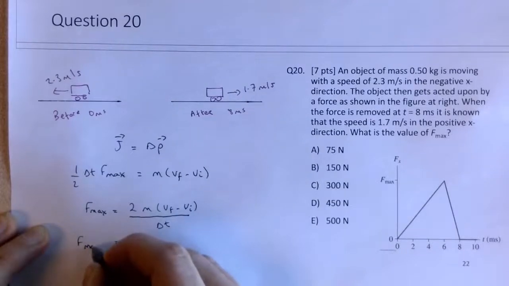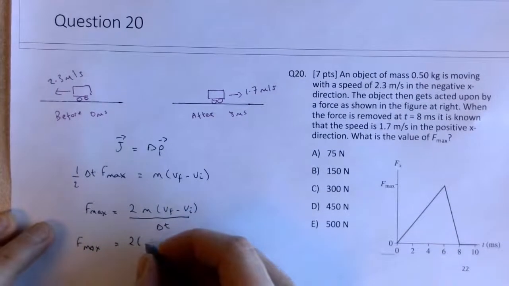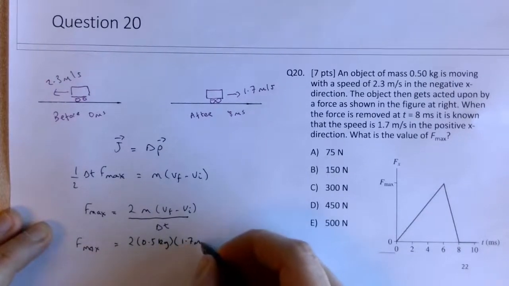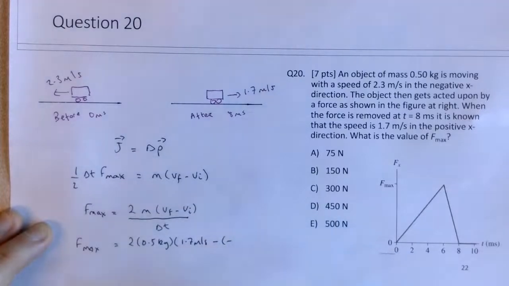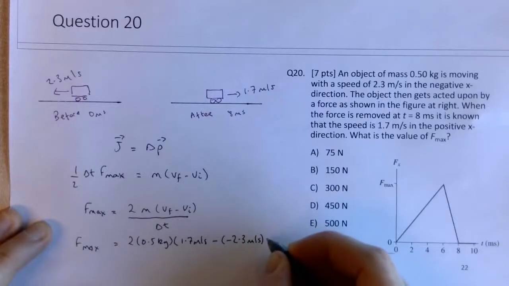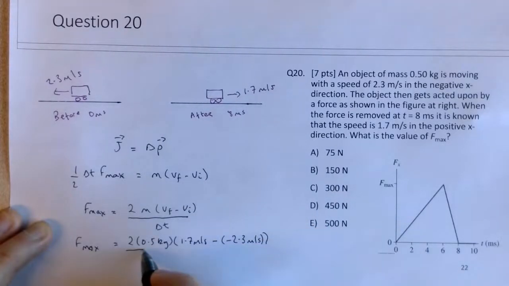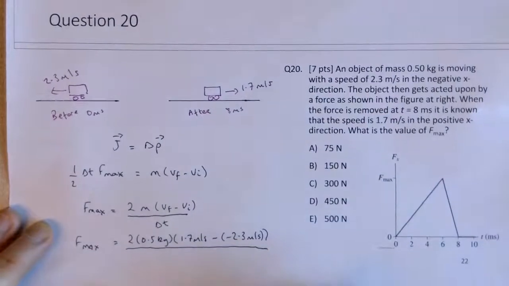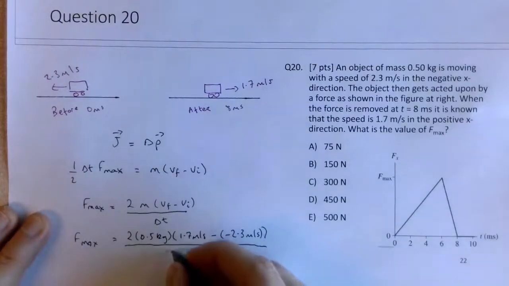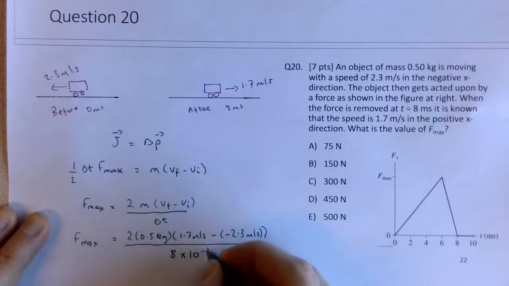You just need to be careful with your signs here. So you've got 2 times 0.5 kilograms, times the final velocity, which is positive, minus the initial velocity of negative 2.3 meters per second. You have to include the sign of the initial velocity, and that's what you need to be super careful about. Treat the momentum as a vector. It is a vector quantity, so you have to include the direction of the momentum, which I'm indicating by a negative sign: the initial momentum is negative. And divide this by delta T, being careful with the units of the time axis.